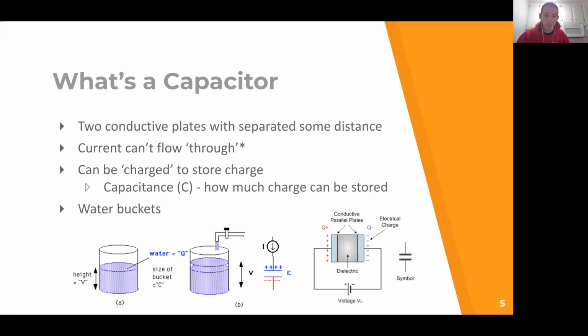One way to think about it is like water buckets. When you fill it up, current can flow through, but eventually it caps out at something, and that's proportional to the capacitance. Once it caps out, water can't flow through anymore. The capacitance of a capacitor depends on its physical structure. If you have bigger plates, you have more capacitance. If the plates are closer together, you have more capacitance because the field between them becomes stronger.